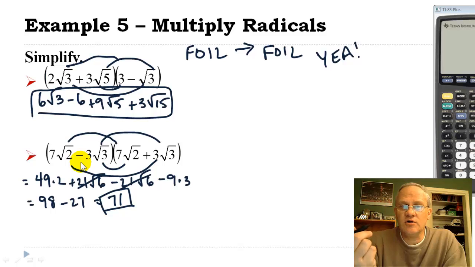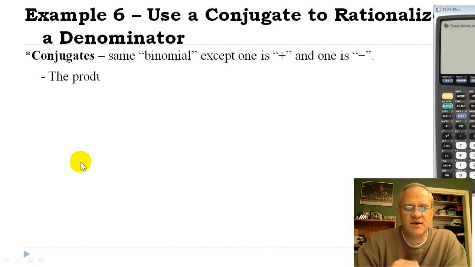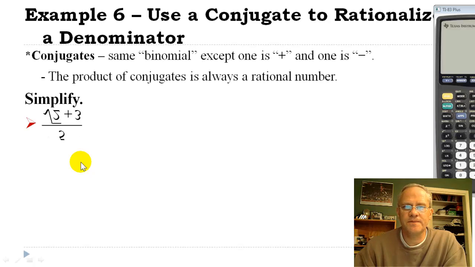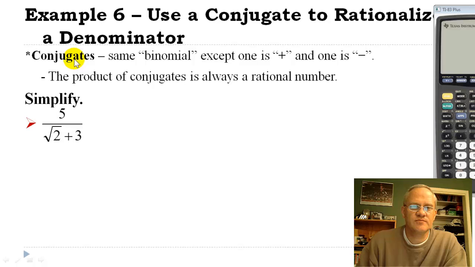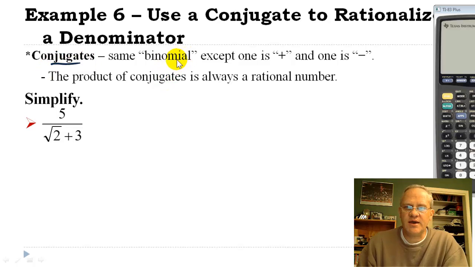What is it called when they're the same thing, but one's plus and one's minus? Conjugates. Okay? And I've got this up here for you. Conjugates, basically you have that same binomial. We did this exact same thing with imaginary numbers. One's plus and one's minus. And as you can see here, the product of conjugates is always a rational number. That means it always gets rid of the imaginary when we did that. It gets rid of the square roots when we've done this.